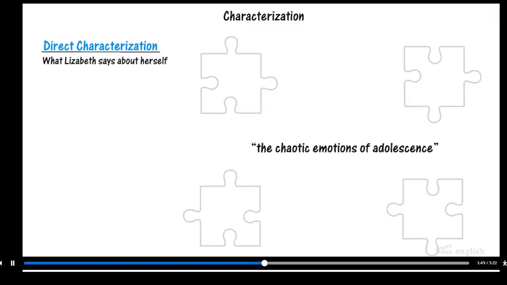Let's split up characterization into two types, direct and indirect. Direct characterization is what the narrator or another character says about Elizabeth. The story is in the first person, so let's see what Elizabeth says about herself. In the beginning of the story, Elizabeth recalls the Great Depression and the emotional impact it had on her parents. She says she remembers the chaotic emotions of adolescence. Let's boil that down and say Elizabeth was immature or innocent.